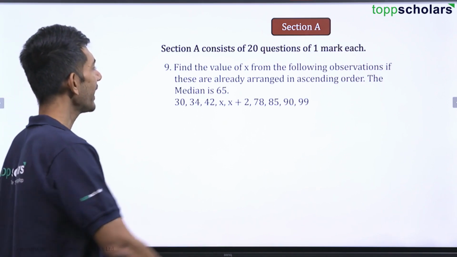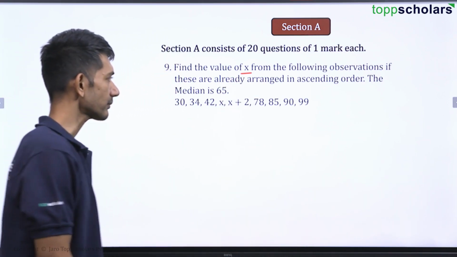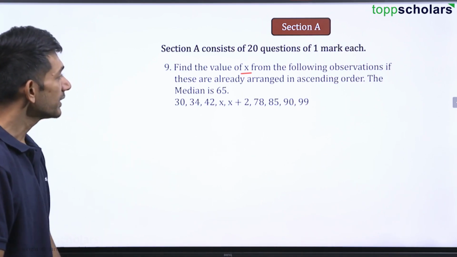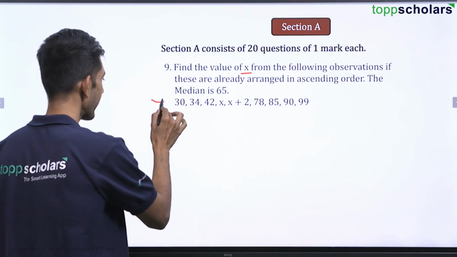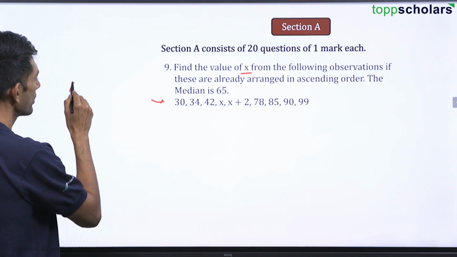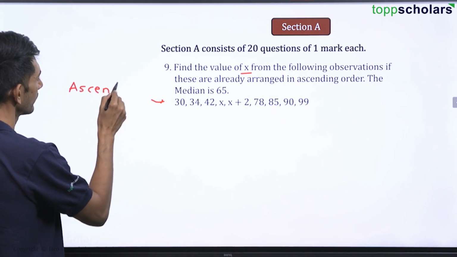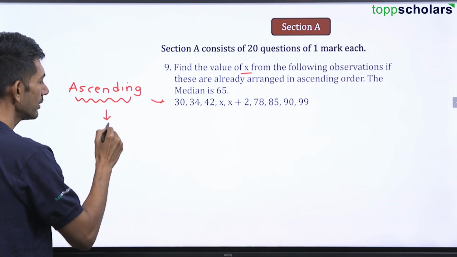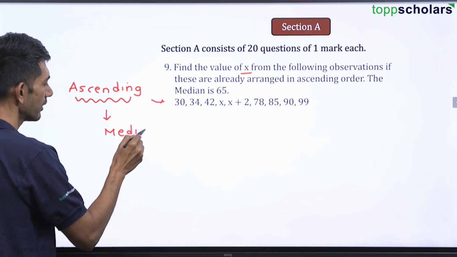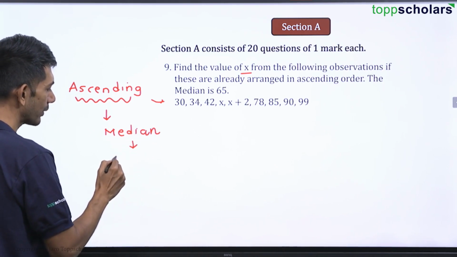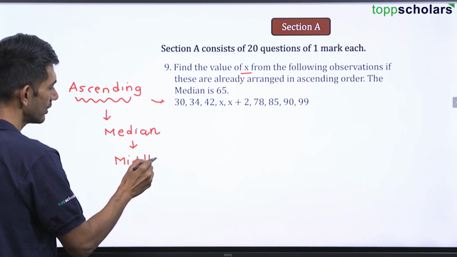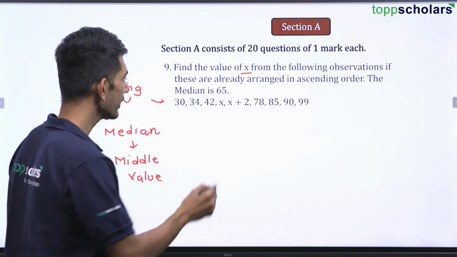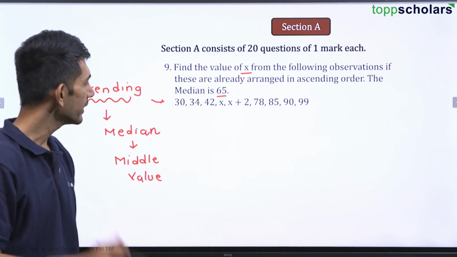It says, find the value of x. Correct? Find the value of x from the following observations if these are already arranged in ascending order. Okay, interesting. This is already ascending. The order is already ascending. And with the help of ascending order, we find out the median. And median is nothing but the middle value, right? That is the middlemost value. But if you see very carefully, the median is already 65 given.